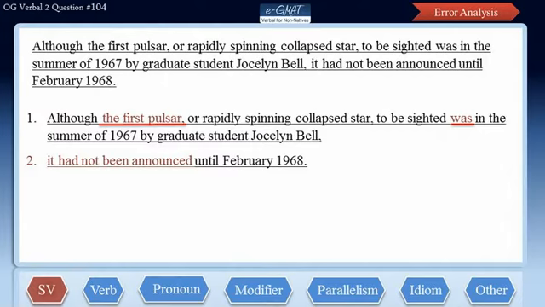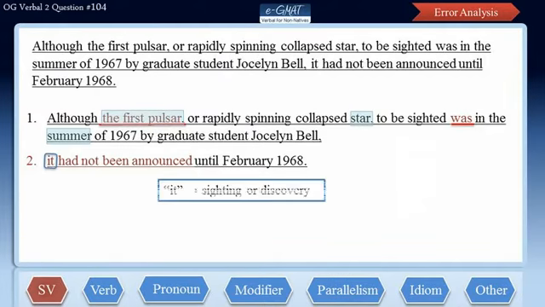Also, the way the pronoun it has been written in this sentence, it may refer to the first pulsar or star or summer. But logically, it should actually refer to the act of sighting or discovery of the first pulsar. But the way it has been used in this sentence, it leads to a pronoun error here.